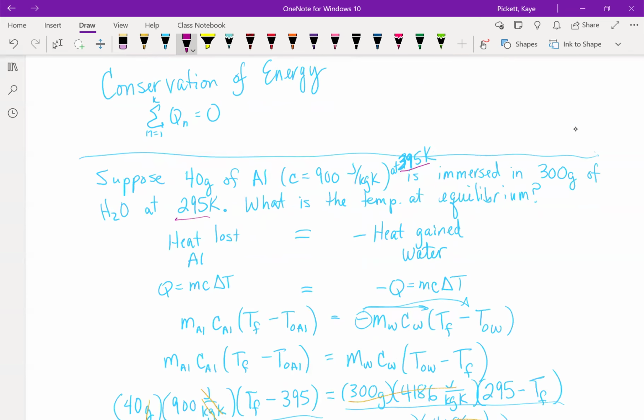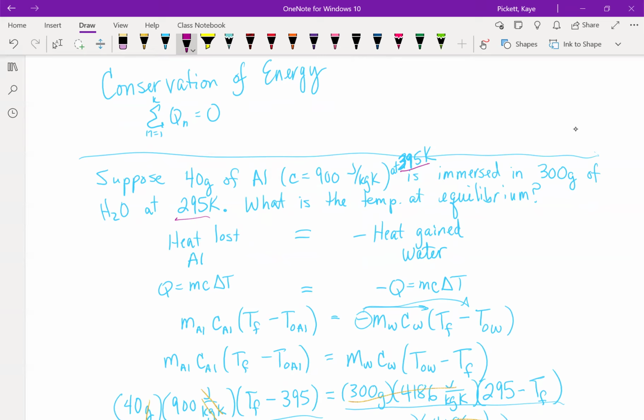Does that make sense? Well, it does, because we had a lot more of the water than we had of the aluminum. And we also have a lot higher specific heat of water than of aluminum. So it makes sense that the final temperature is going to be a lot closer to the temperature of the water than it was of the aluminum.